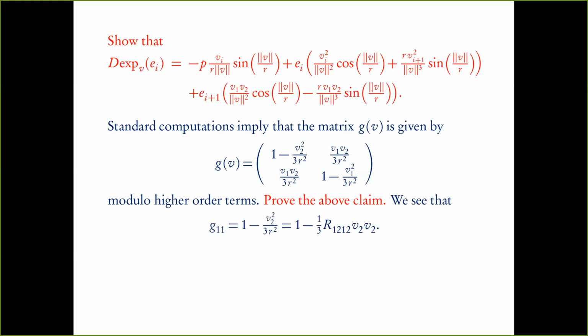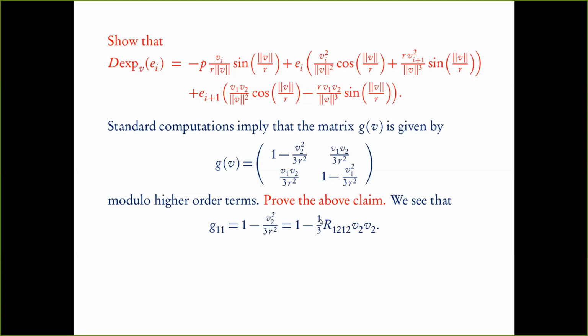So let's look at G11. What is G11? It is 1 minus v2 square over 3r square. But if you go back to our notation, what is v2 square? V2 square is like x2 times x2. So it's v2 into v2. So then the corresponding coefficient that should appear from the formula of Riemann, forget this fact, just imagine the formula of Riemann.